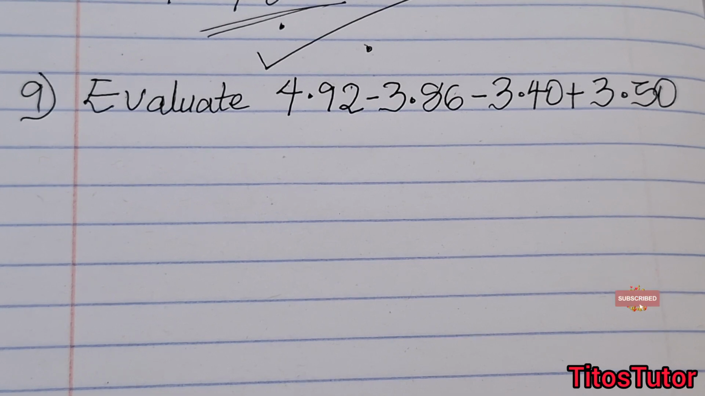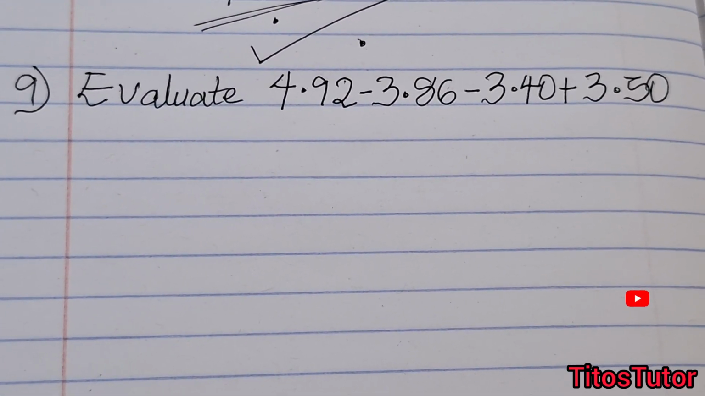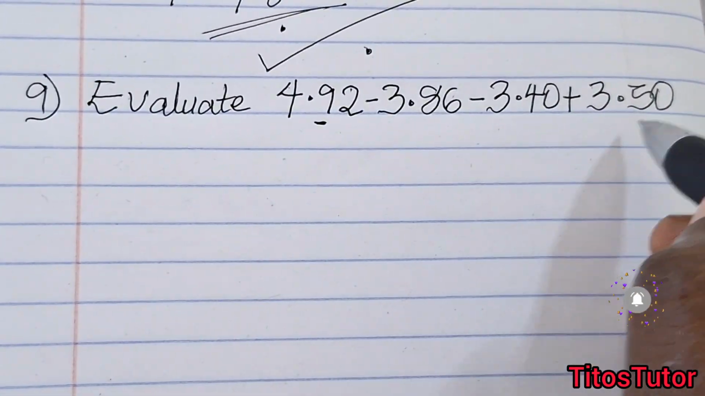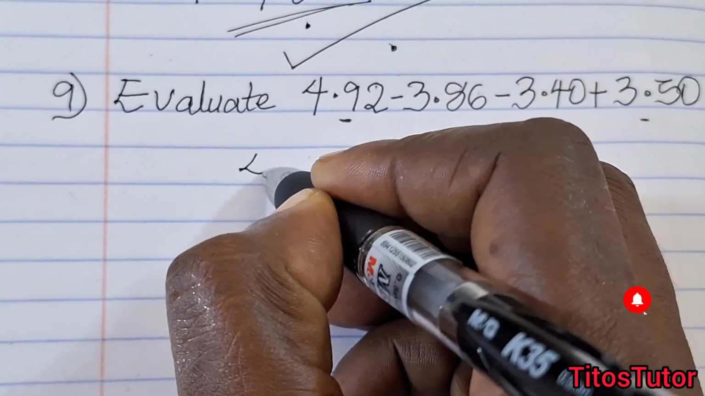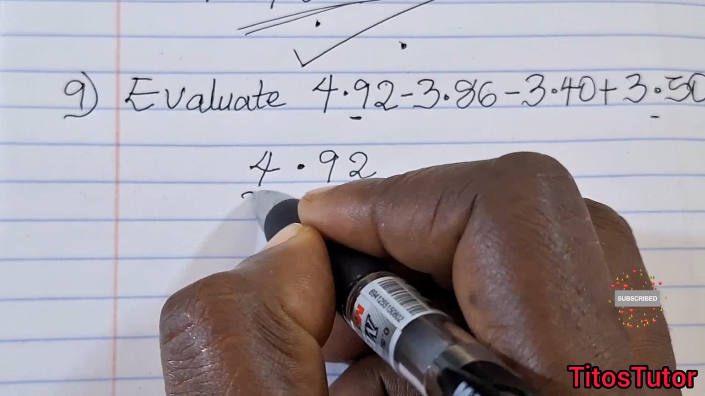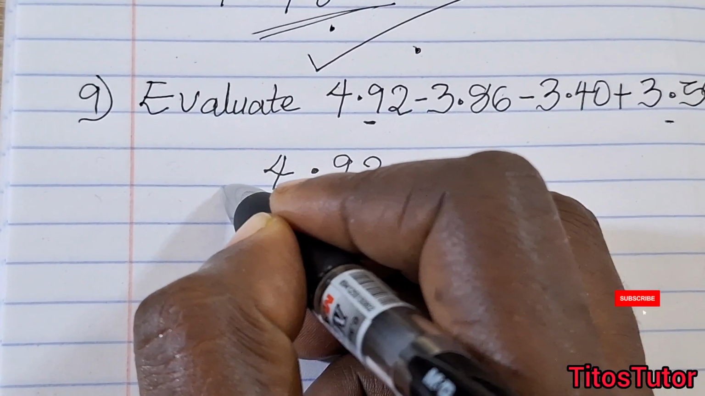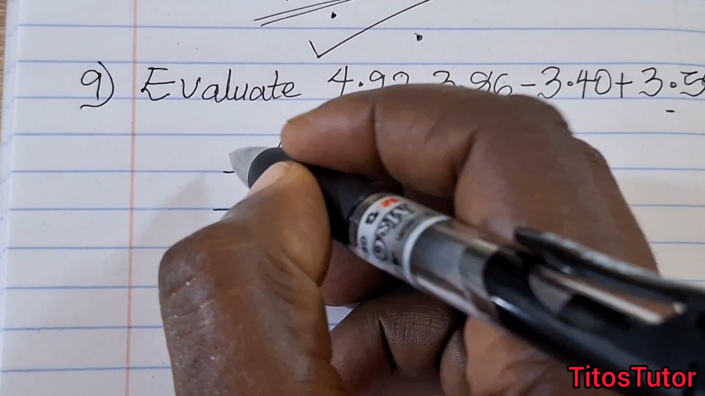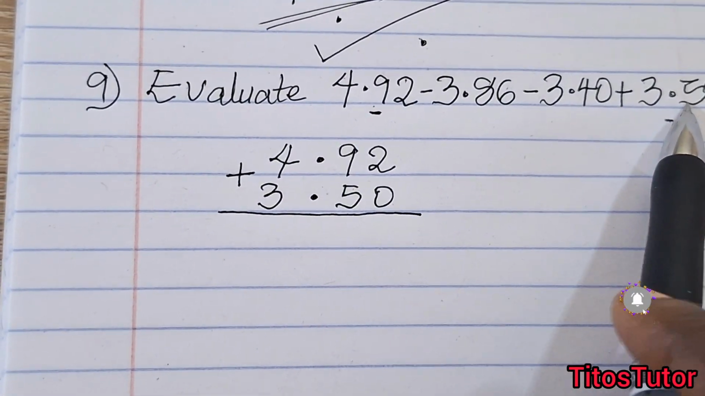In this sum, we have addition and subtraction. Because addition comes first, we'll add these two decimals, 4.92 and 3.50. Let's do that. Remember, in addition of decimals, your decimal point must align. In subtraction of decimals as well, your decimal points must align. In this case, we are adding this decimal to this decimal.